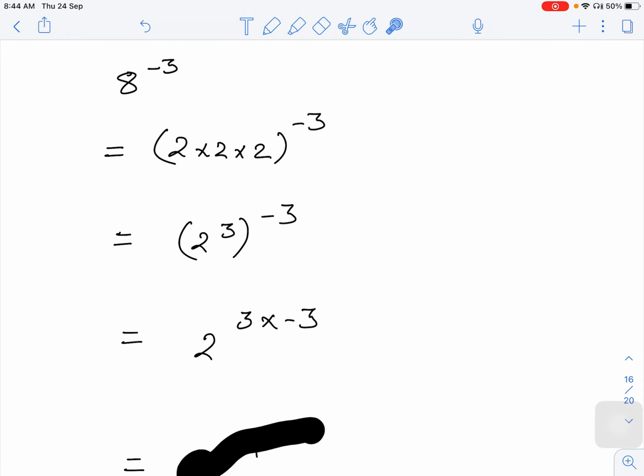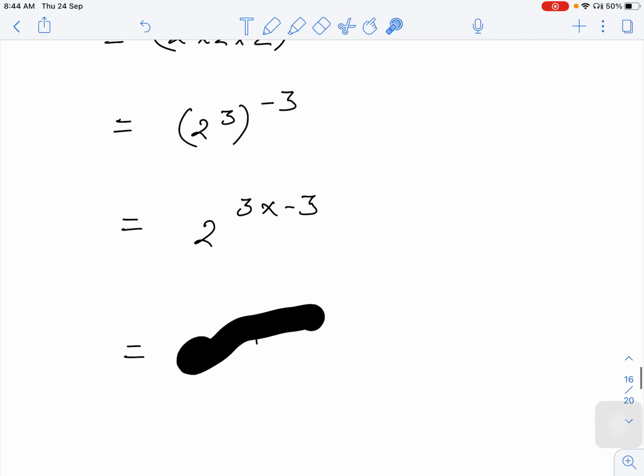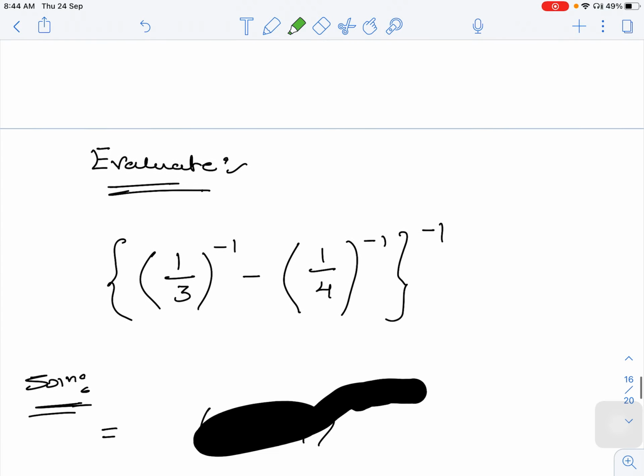So when you're multiplying these powers, so what do we get? We get it as 2 raised to 3 into minus 3. Now plus into minus will become minus, and 3 3s are 9. So what must be our final answer? 2 raised to minus 9, okay? So hope you have understood up till here. Now let us move further.